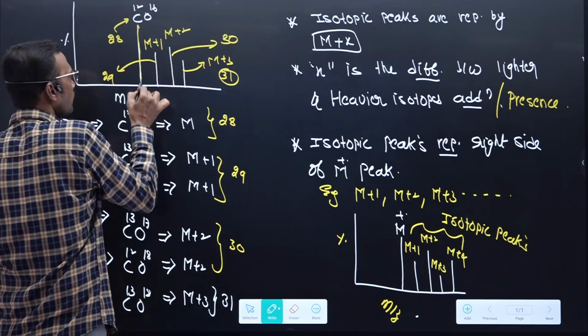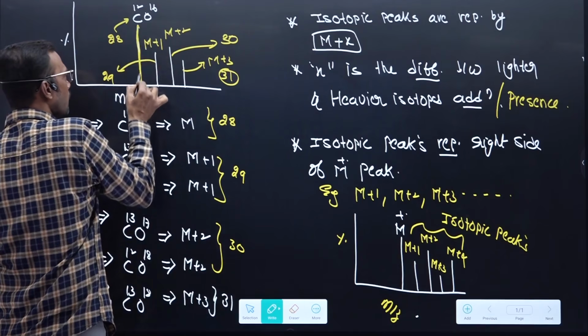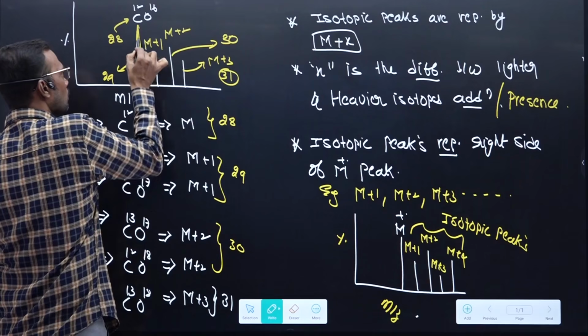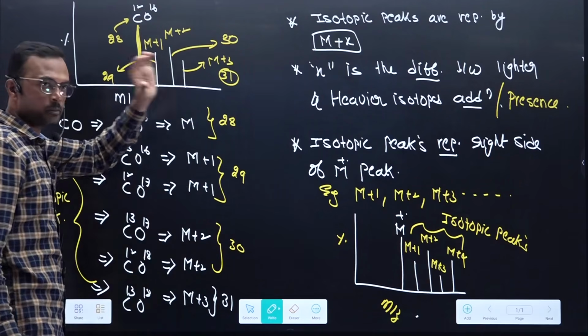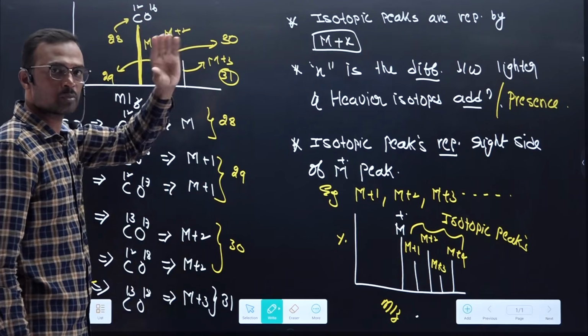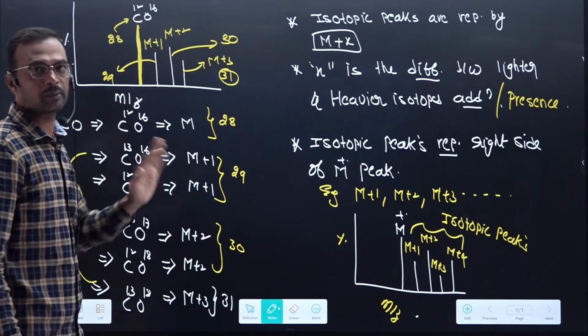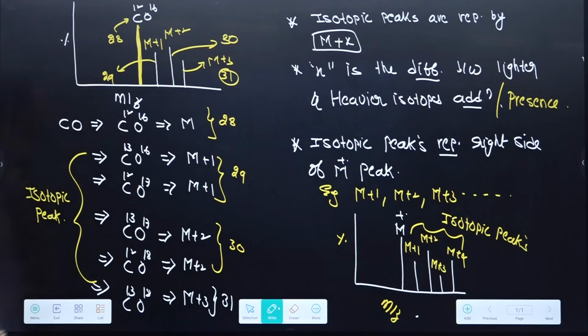This is your molecular ion. The molecular ion always carries lighter isotopes only. With respect to the molecular ion, the lighter isotope abundance is taken as 100%. Based on that, the heavier isotope percentage is calculated in the isotopic peaks. So that is the use of isotopic ions.